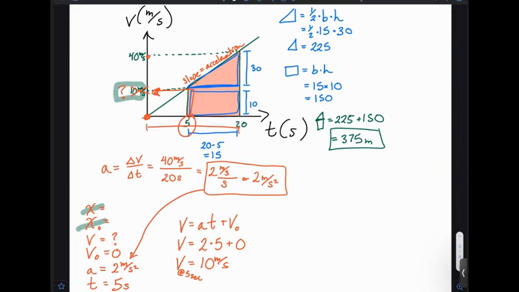If you have any other questions, let me know. Otherwise, the area under a velocity versus time graph is your displacement.